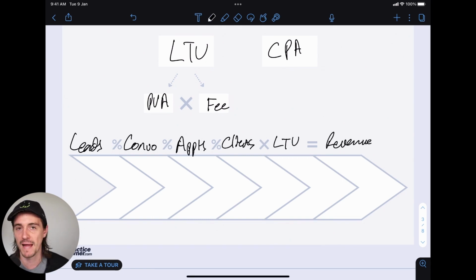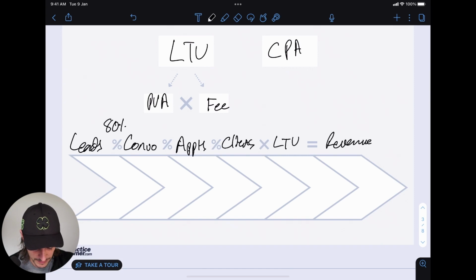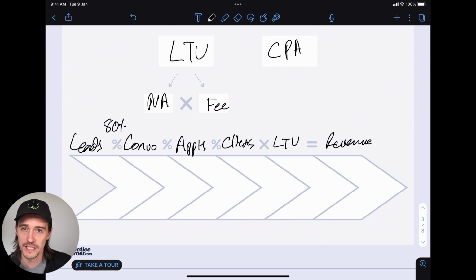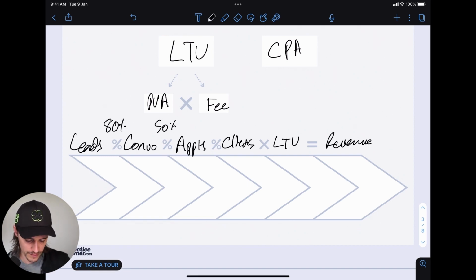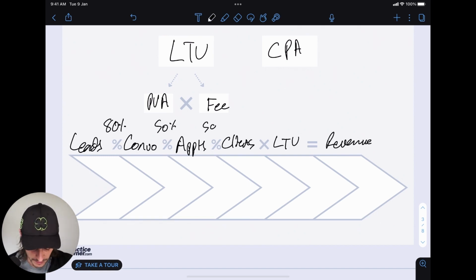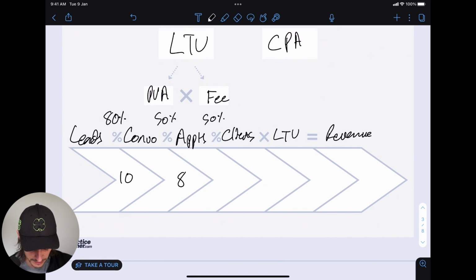So let's make easy numbers here. Let's say 8 out of 10 leads I get, I turn into conversations. So 80% go into conversations. And then of the conversations I have, 50% of them have appointments. And then of the appointments that I have, 50% of them become clients. I've gone from 10 leads down to 8 conversations, down to 4 appointments, down to 2 clients.